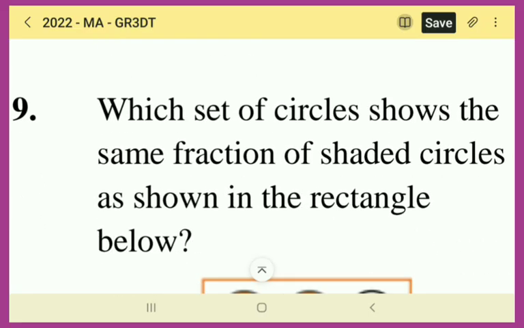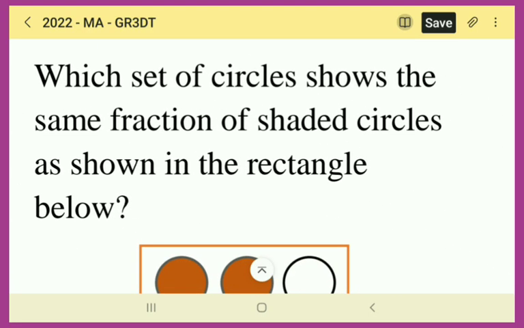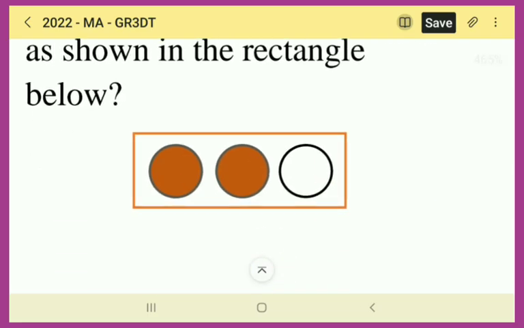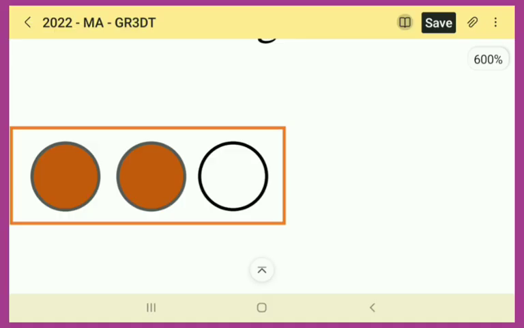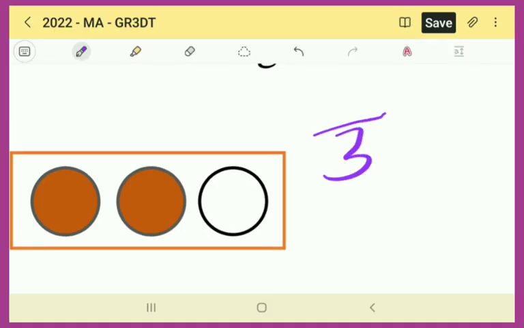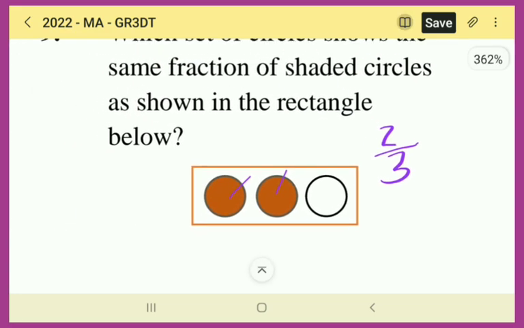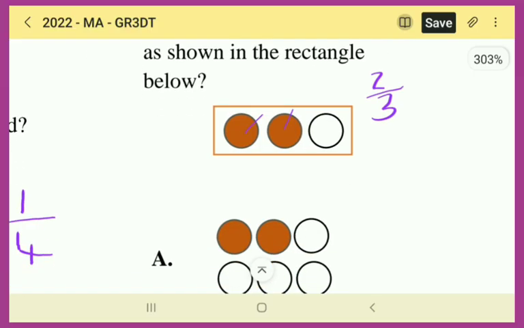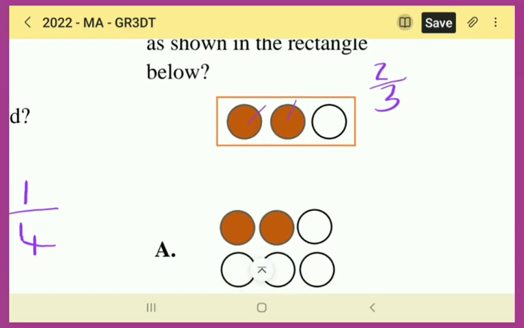Number 9. Which set of circles shows the same fraction of shaded circles as shown in the rectangle below? This one now, let's see how it goes. So we have for this one 3 circles. That's a whole set. Of this 3, we have 2 that's shaded. So this is 2/3. So what we need to find based on this instruction and question is which of A, B, or C will amount to 2/3.